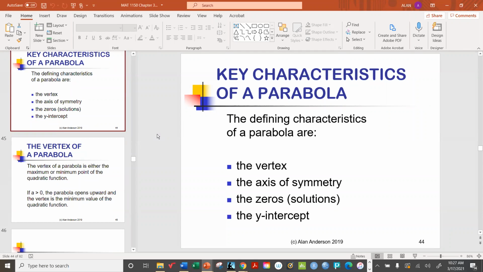What exactly is the vertex again? Well, if you recall, the basic shape for any parabola is either this or this.